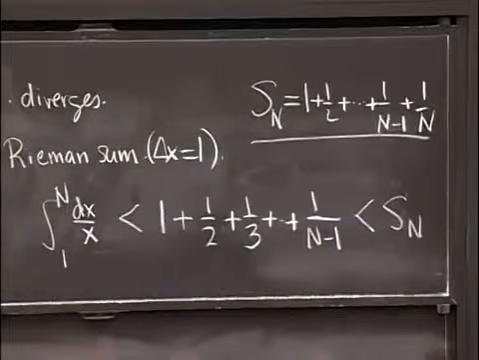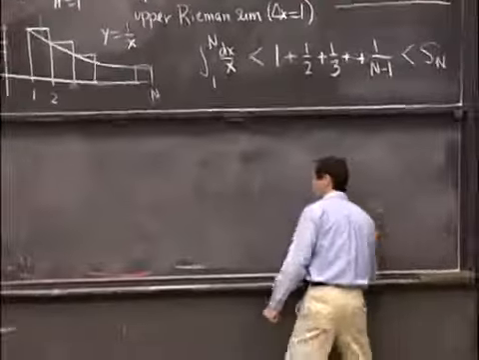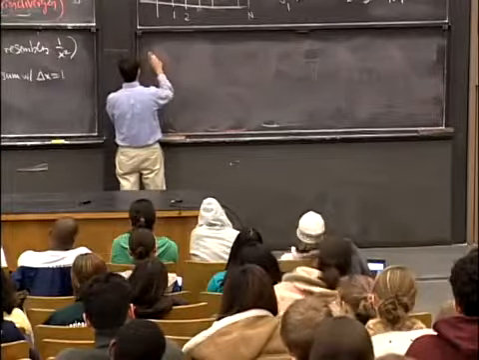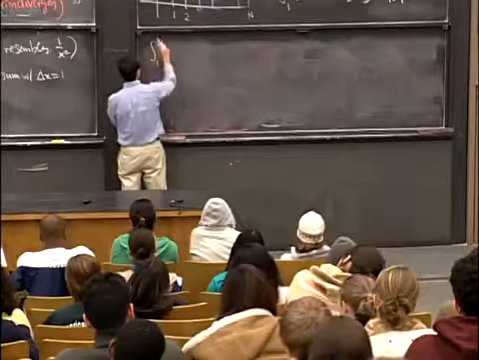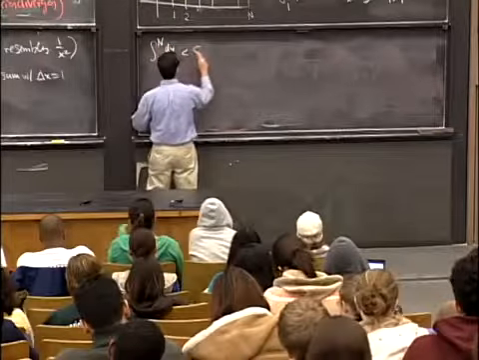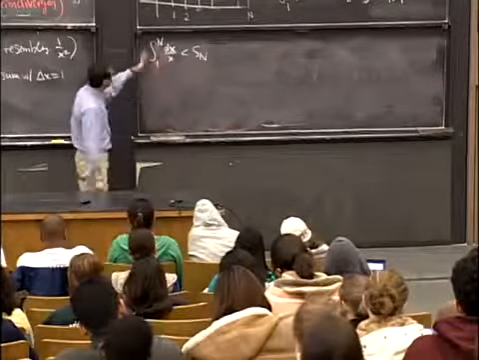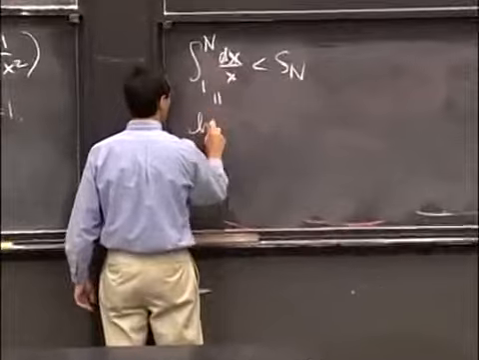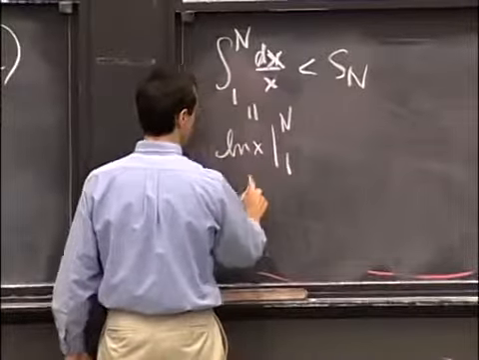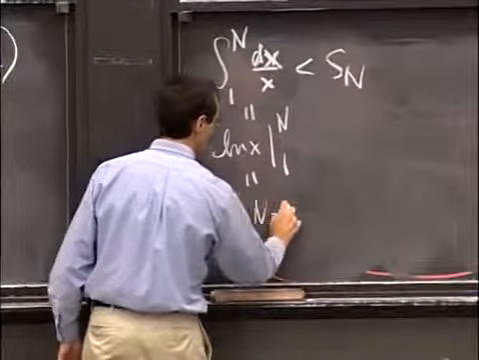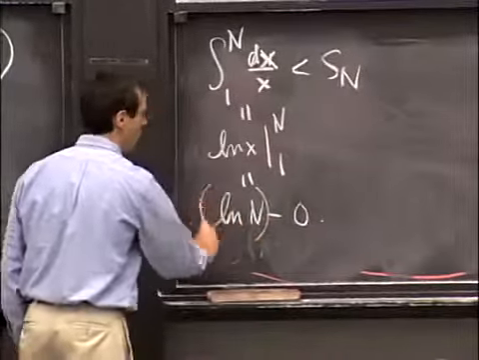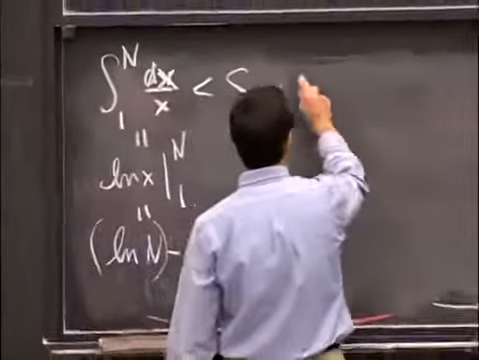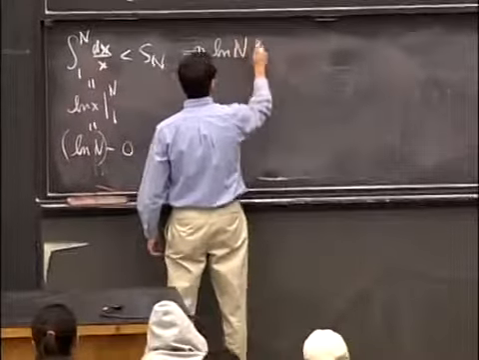Now this is going to allow us to prove conclusively that the sum diverges. Why is that? Because this term here we can calculate. This is log x evaluated at 1 and n, which is the same thing as log n minus log 1, which is 0. And so what we have here is that log n is less than Sn.